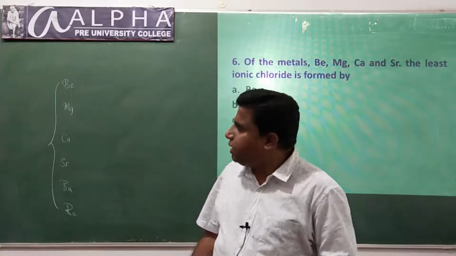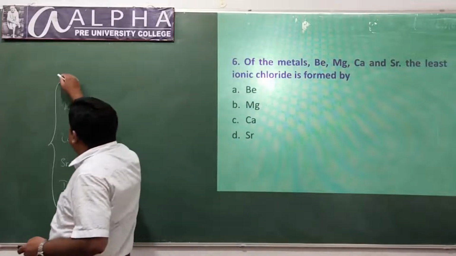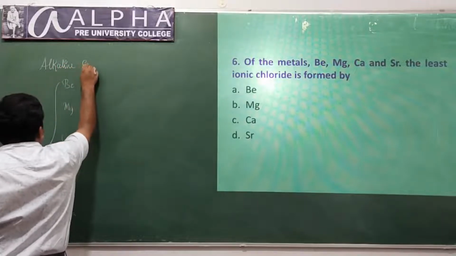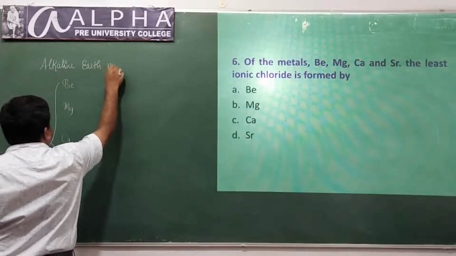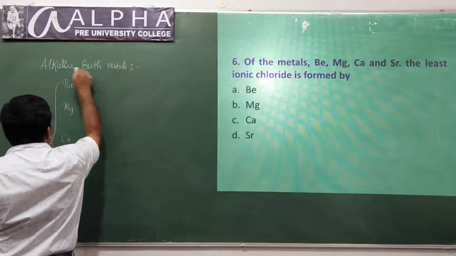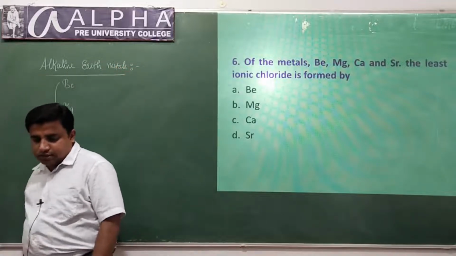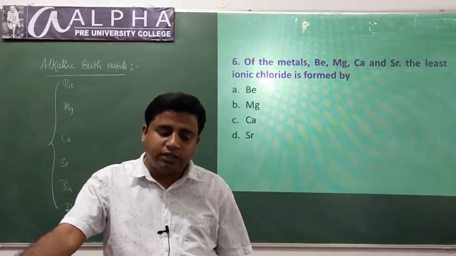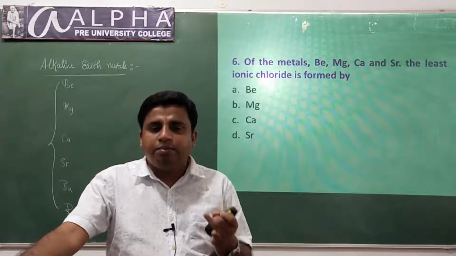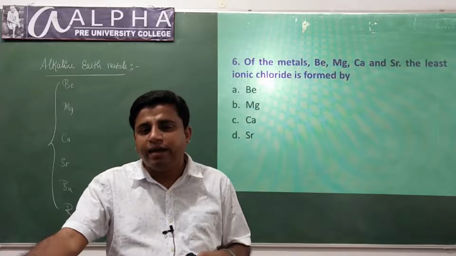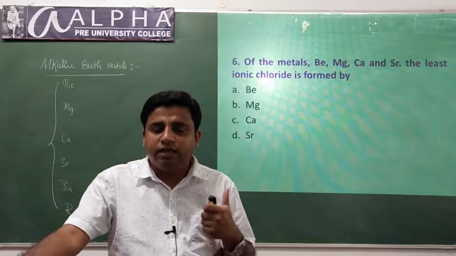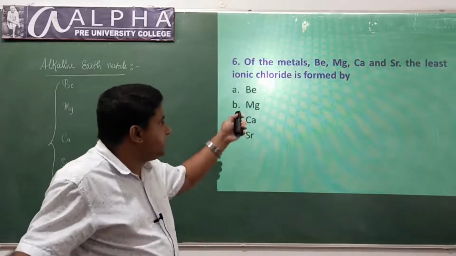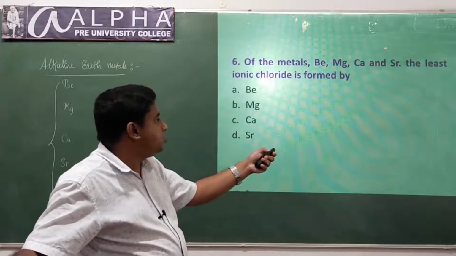And we know second group elements are called as what? Alkaline earth metals. So first group elements are called as alkali metals. Second group elements are called as alkaline earth metals. Which are the different alkaline earth metals? Beryllium, magnesium, calcium, strontium, barium and radium. Alkali metals: lithium, sodium, potassium, rubidium, cesium and francium. Now, these set of elements that are given, beryllium, magnesium, calcium and strontium, they are basically alkaline earth metals.